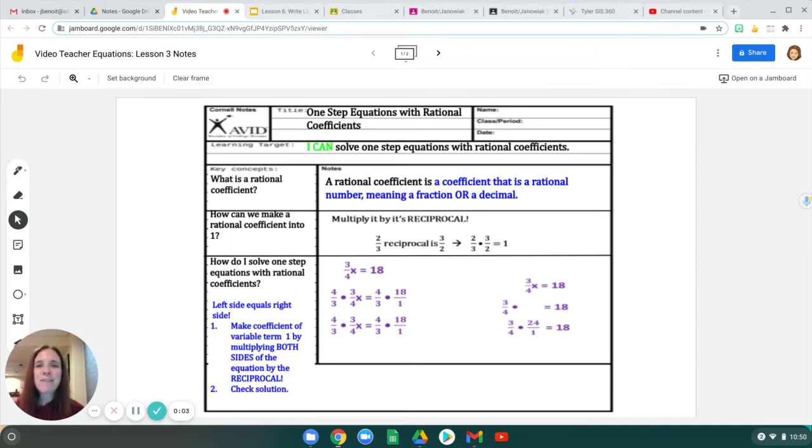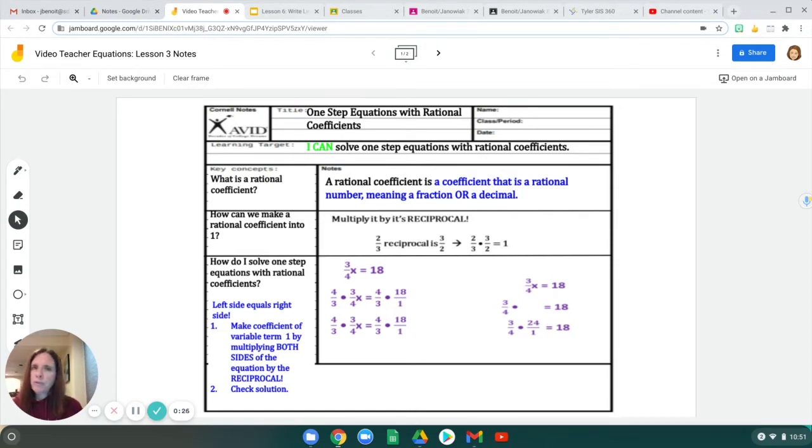Hello. Today we are tackling lesson 3 in our equations unit, one-step equations with rational coefficients. You should know what all of those vocabulary words mean, but if you don't, we're going to do a quick review here. Get your learning target filled in. I can solve one-step equations with rational coefficients.